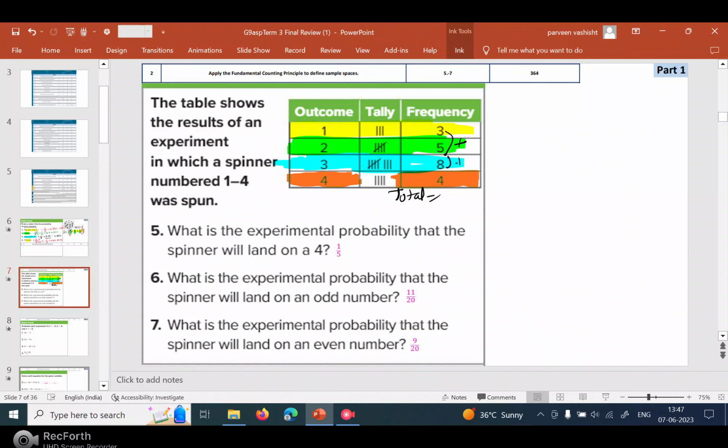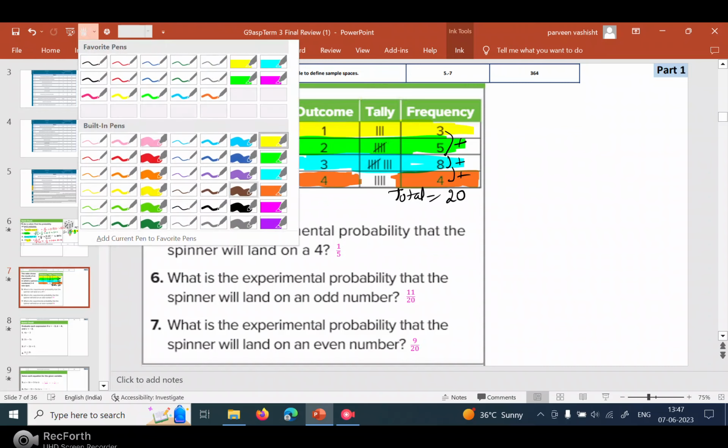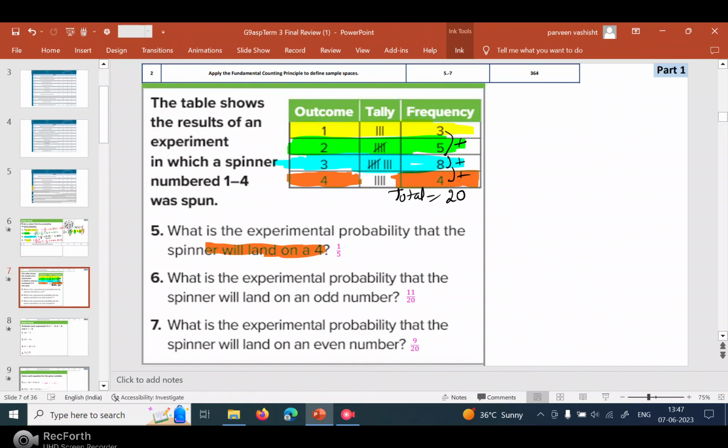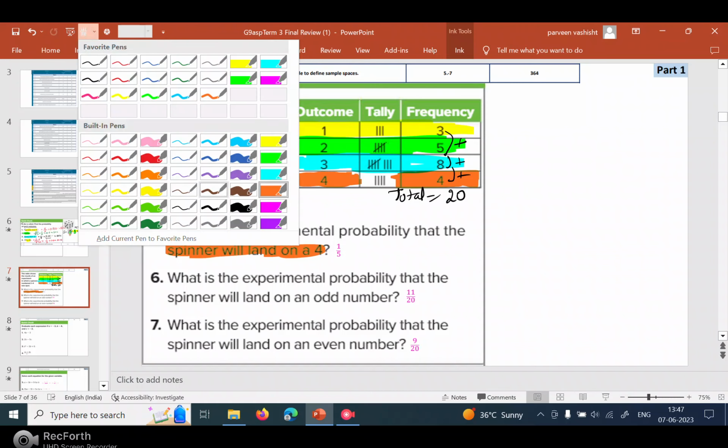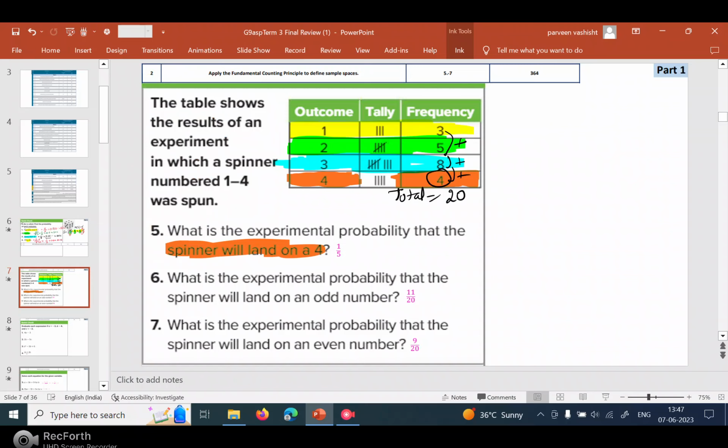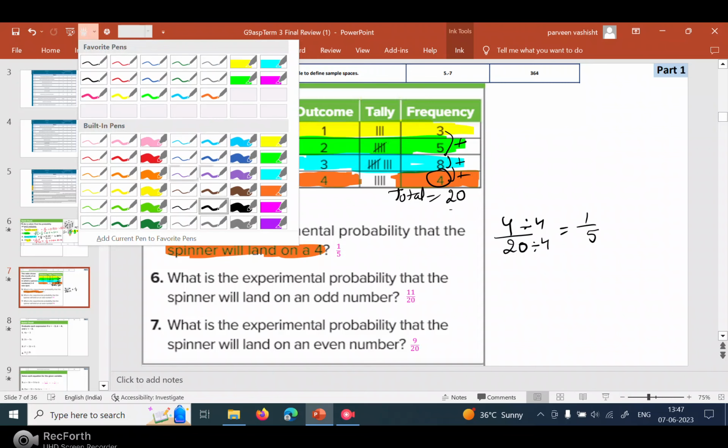Total outcomes will be 3 plus 5 is 8, plus 8 is 16, plus 4 is 20. So 20 total outcomes. Now we will see the question. What is the probability that it will land on 4? I have shown the 4. So the chance that it is landing on 4 is 4 out of the total, which is 20. So again, students don't take the answer 4 divided by 20, because they have a GCF of 4. Divide both numbers by 4 and you will get 1 over 5.